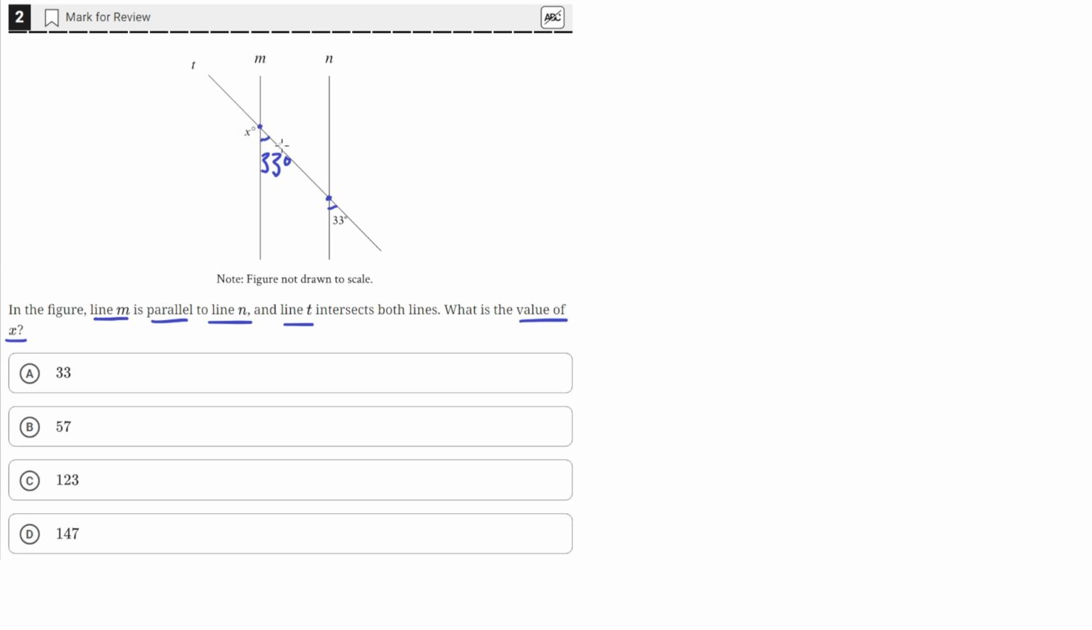Since this is a straight line here, this means that the total angle of this straight line is 180 degrees. And we know that this part is 33 degrees. So that means that the X degree angle here has to add up with 33 to equal 180. So the angle of X plus 33 has to equal 180.